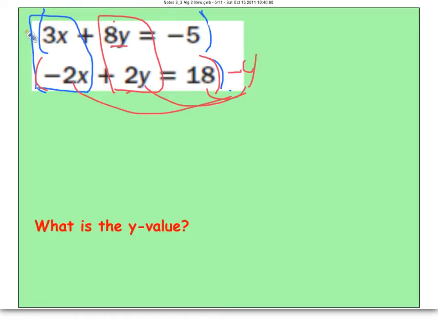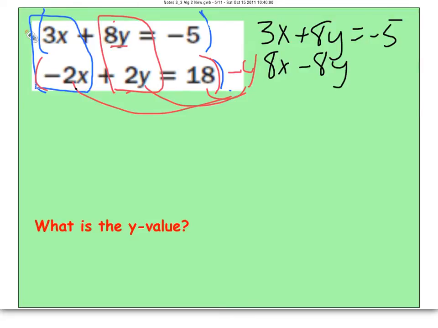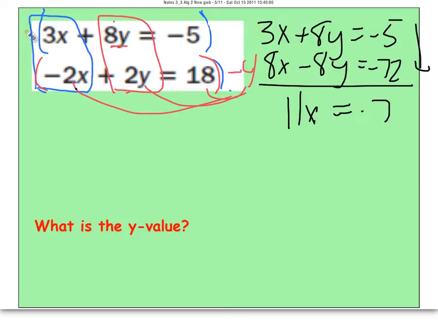Multiply it through. I'm going to rewrite the first equation just so I can see it again nicely. And then do negative 4 times negative 2 would be positive 8x. Negative 4 and positive 2, negative 8y. Negative 4 and 18 is going to get me a negative 72. If you add down, 3x and 8x is 11x, the y's cancel out, and then you get negative 77. Divide by 11, the answer is negative 7.